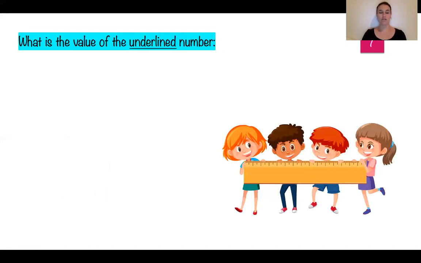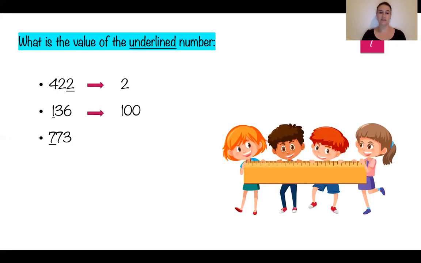A different way of doing place value, let's look at the value of the underlined number. In this example, we have the number 422, and the 2 is underlined. The value of that is just 2. It is a unit. The next number, 136. The 1 is underlined and it's in the hundreds column. So the value of the 1 is 100.